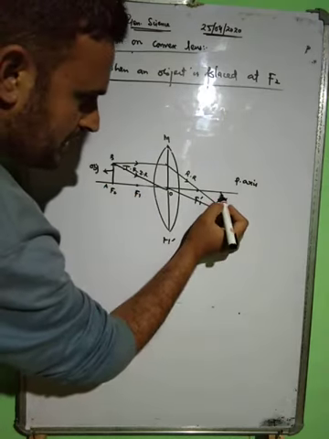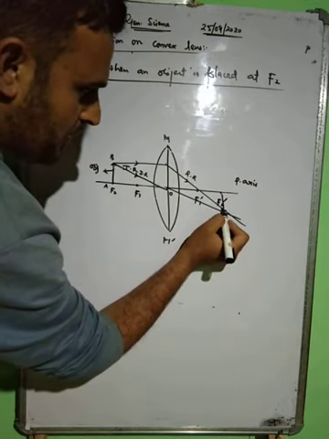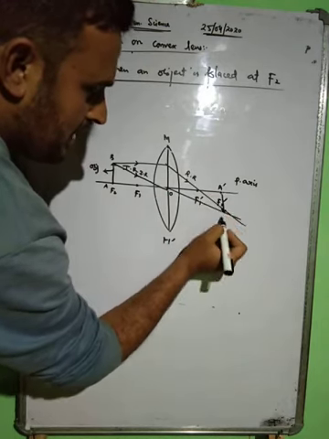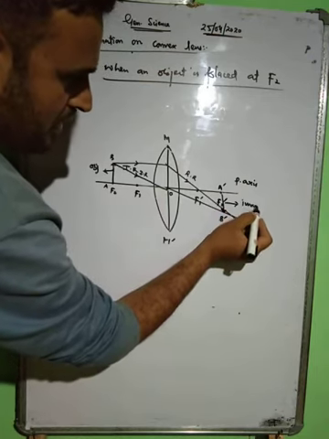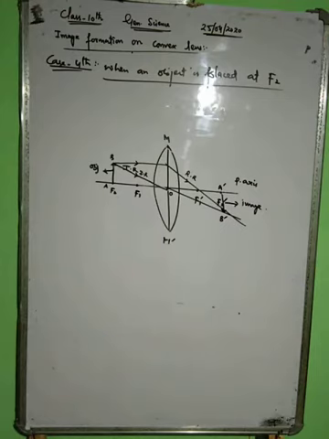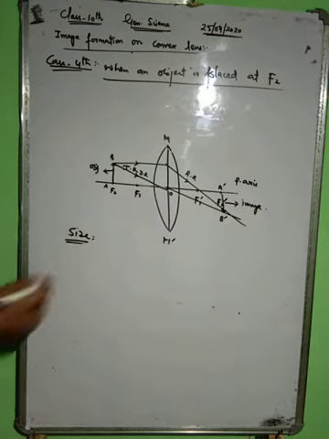The point where these rays of light will intersect each other, here the image will be formed, A dash B dash. This A dash B dash is an image. Now you have to explain size, position and nature. First of all, we will look at size.